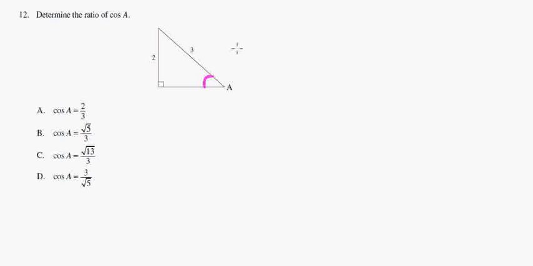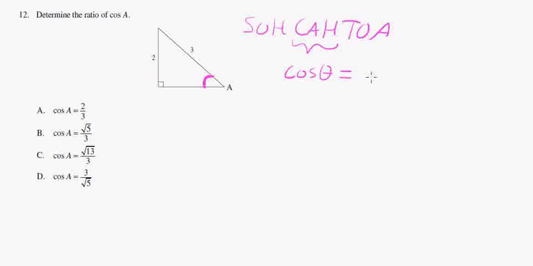Now, this particular problem requires us to remember the definition of cosine. In class we learned SOHCAHTOA, and the one that's most important for this problem is CAH. This says that the cosine of an angle theta is equal to the adjacent side divided by the hypotenuse. So back to our triangle: the cosine of angle A is adjacent divided by hypotenuse.